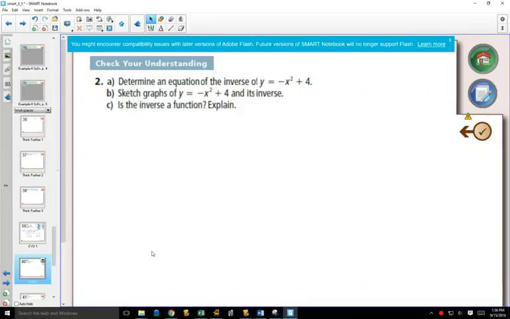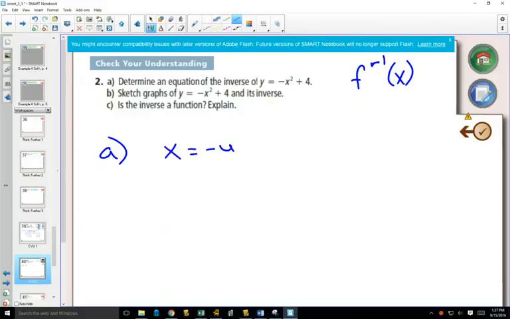Or whenever it uses this notation, f with a -1 of x, that means inverse function. So this question just says determine an inverse of the equation. So algebraically, we wrote this down before, when we're figuring out an equation for the inverse, the first thing we do is switch x and y in the equation.